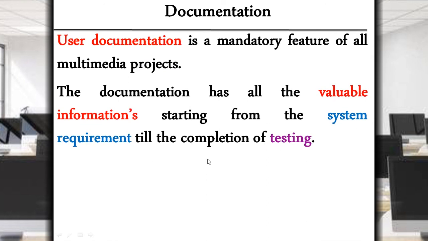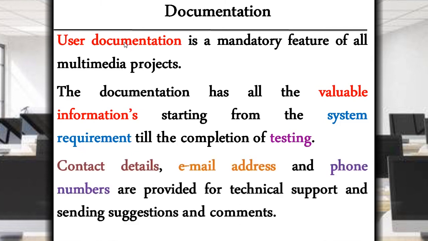Documentation of a multimedia project will contain what system requirements are needed for this project, and what information applies to this project, completely given in your user documentation. What else does it contain? Contact details, email address, and phone numbers are provided for technical support and for sending suggestions and comments. All these things are available in your documentation.